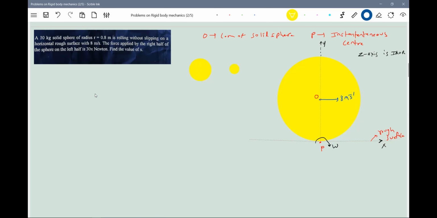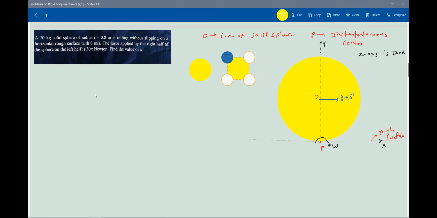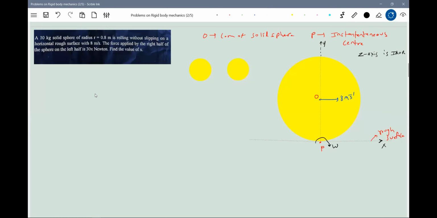I'll give the two diagrams. They're on the ground, moving on the ground. Who will see the motion like this? The person who is on the ground somewhere here. Then we will see that it is rotating about the instantaneous center.